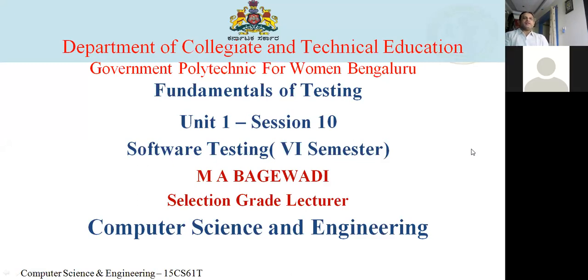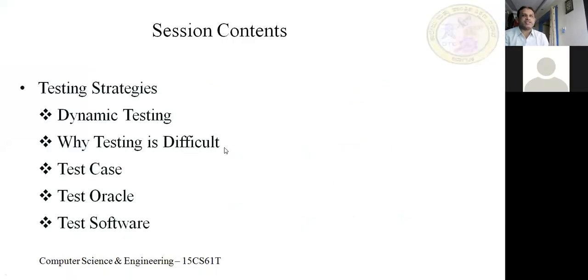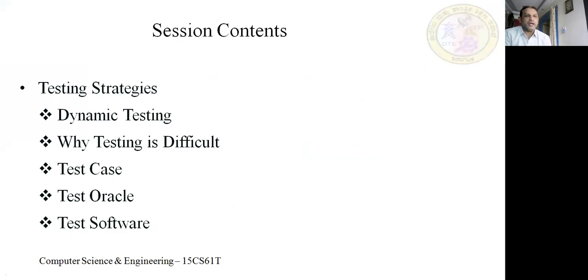So two strategies are there: the static and dynamic testing. Yesterday we discussed static testing. As you know, static testing is testing which is done manually, without executing the program. Without executing the program, we do testing. We call that static testing.